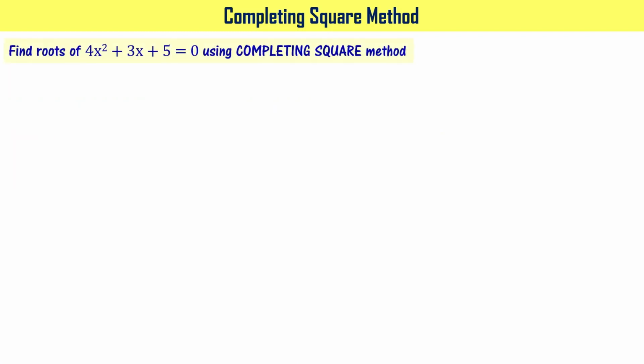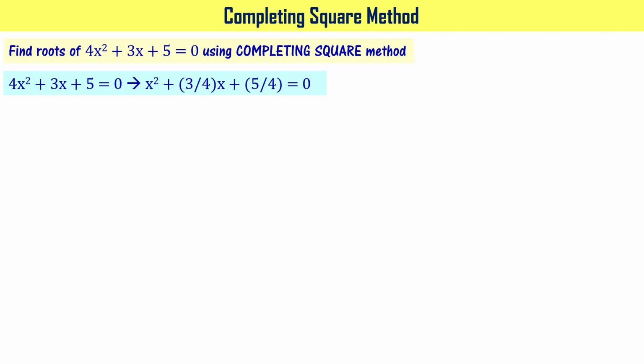Let's take a look at another example problem. Find roots of 4x square plus 3x plus 5 equal to 0 using completing square method. Let's rearrange such that you get coefficient of x square as 1, such that the equation you have now in hand is x square plus 3 by 4 times x plus 5 by 4 equal to 0, right?